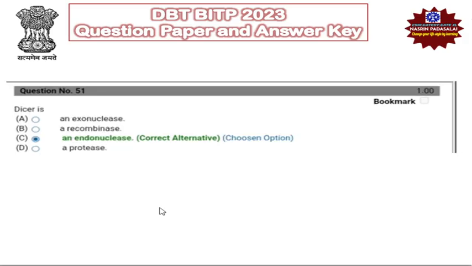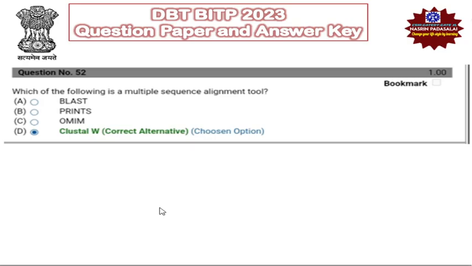So dicer is an endonuclease. Next is, which of the following is a multiple sequence alignment tool? The correct answer is ClustalW. BLAST is a pairwise sequence alignment tool, and PRINTS is a database for determining the protein family, and OMIM, Online Mendelian Inheritance in Man, is a database where you can find the human genes responsible for causing a few genetic disorders. So it is a bioinformatics database.